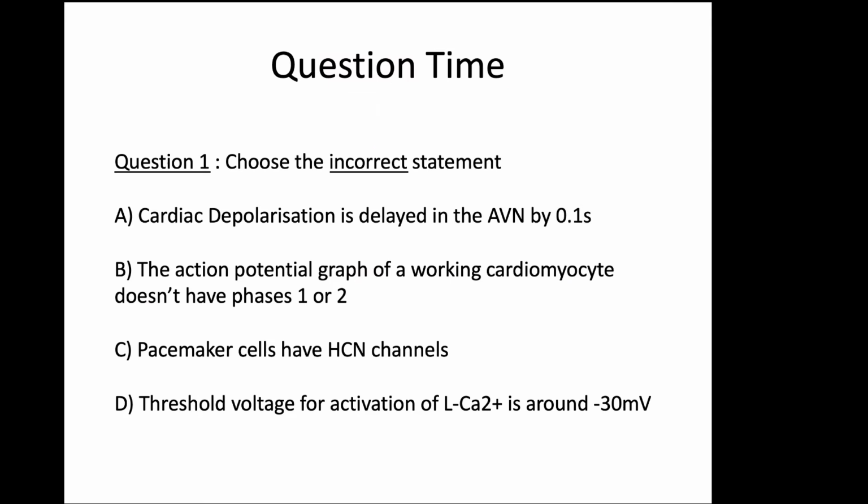All right, so question time. I'll check the comments down below, if you can answer. Question one: there's only four or five questions in this whole PowerPoint. Choose the incorrect statement. A, cardiac depolarization is delayed in the AV node, the atrioventricular node, by 0.1 second. B, the action potential graph of a working cardiomyocyte doesn't have phases one or two. C, pacemaker cells have these special hyperpolarization-activated cyclic nucleotide-gated channels. And D, the threshold voltage for the activation of long-lasting calcium channels is around minus 30 microvolts. I'll give you some time to work that out.